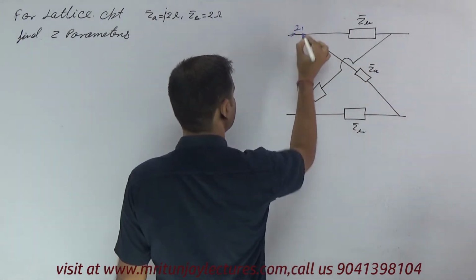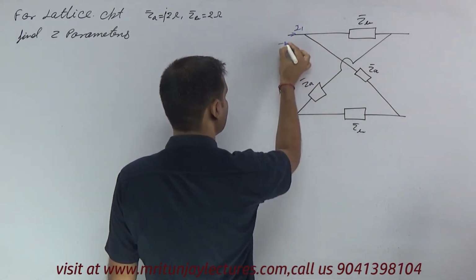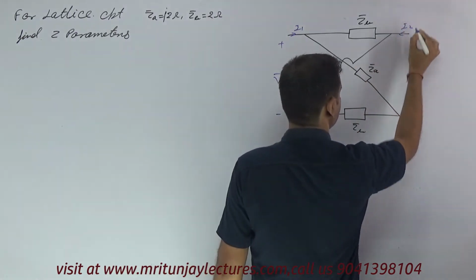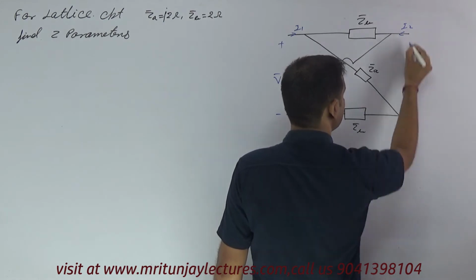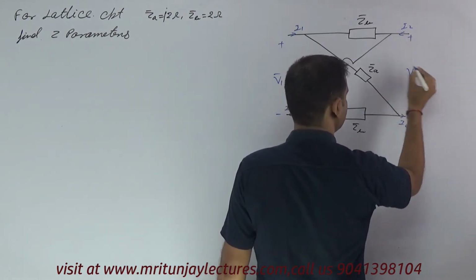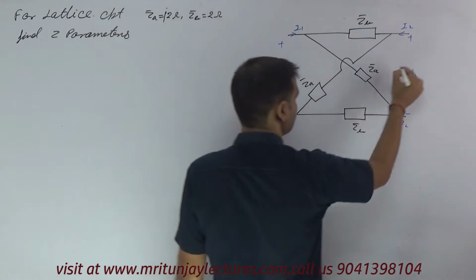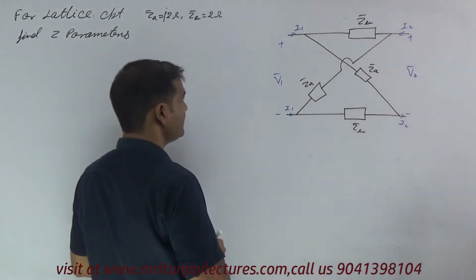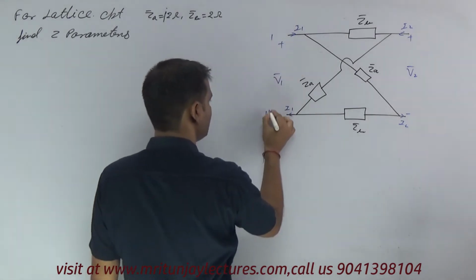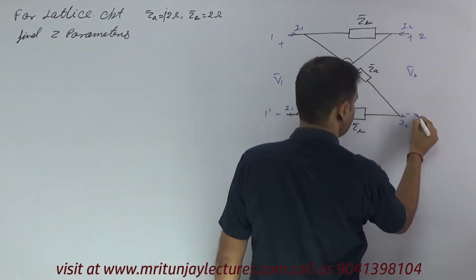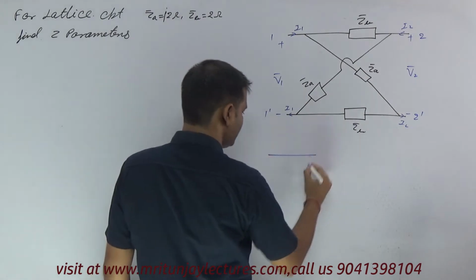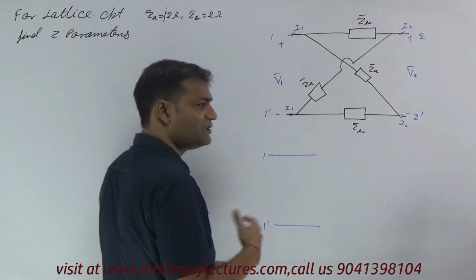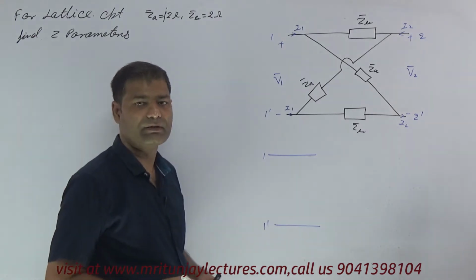Current I1, voltage V1, and here current I2, and voltage corresponding to V2. Clear? Very simple. Now, this one is 1 dash, that is 2, and that is 2 dash. Clear? First of all, redesign the circuit again.